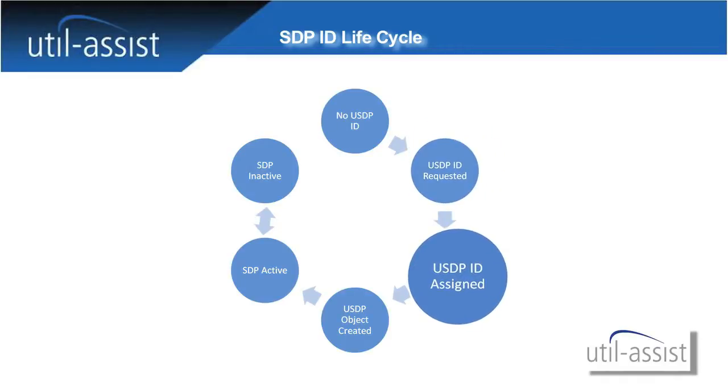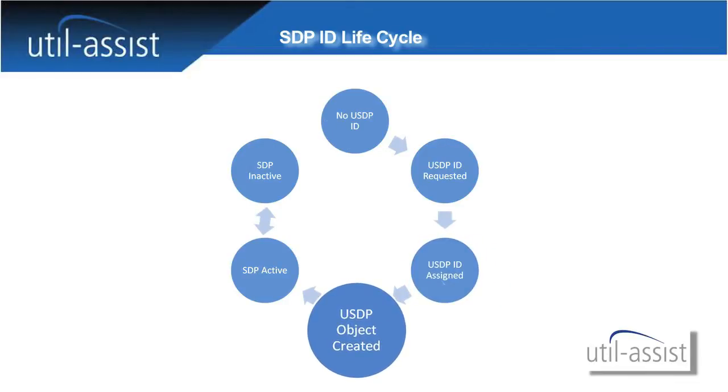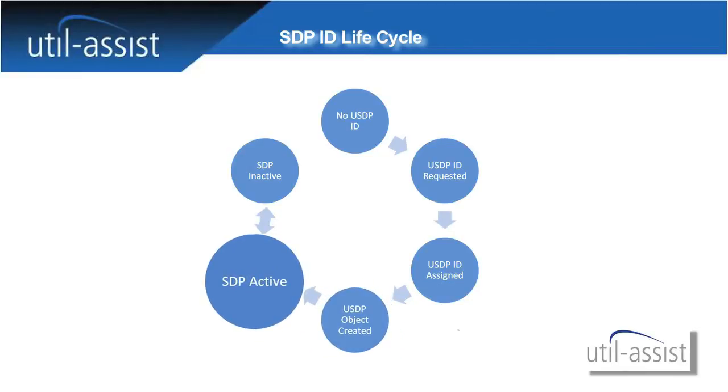USDP assigned. The USDP is known to the MDMR, but there are no attributes associated with the SDP. SDP object created. The SDP is known by the MDMR, and a minimum set of attributes have been defined through synchronization. SDP active. Attributes that are required for the SDP to accept meter reads and produce billing quantities have been defined through synchronization. These attributes are in addition to the minimum attributes required for the previous stage.